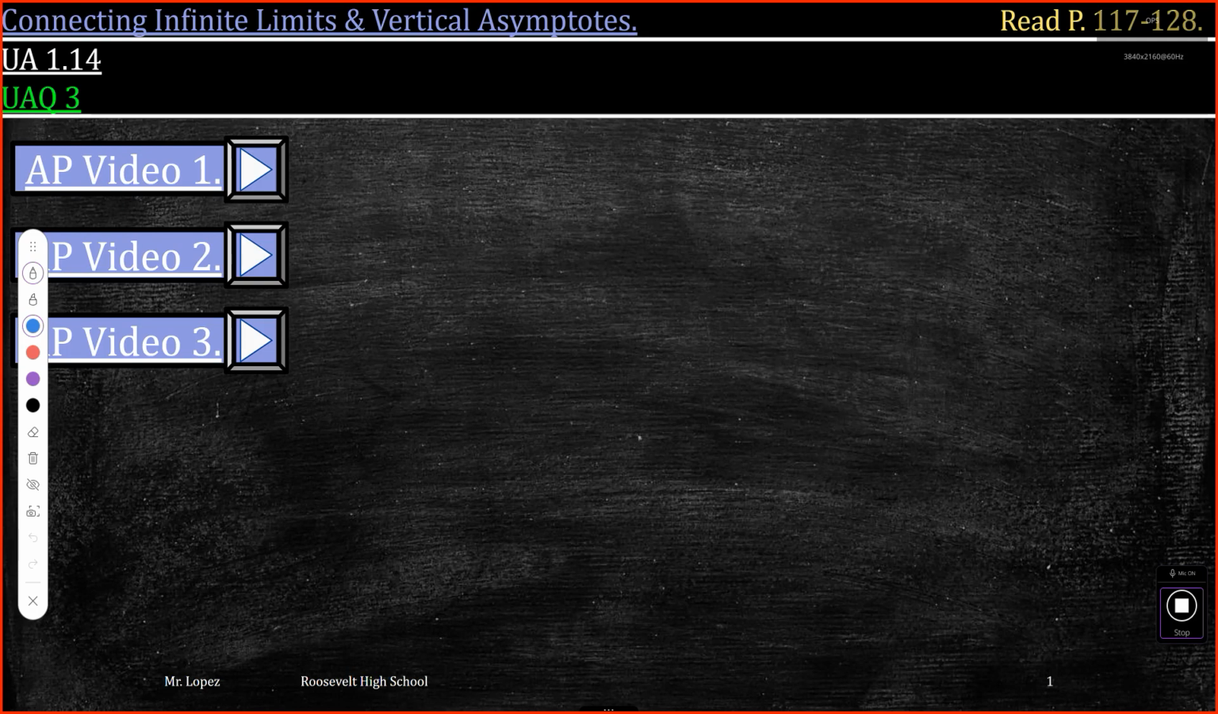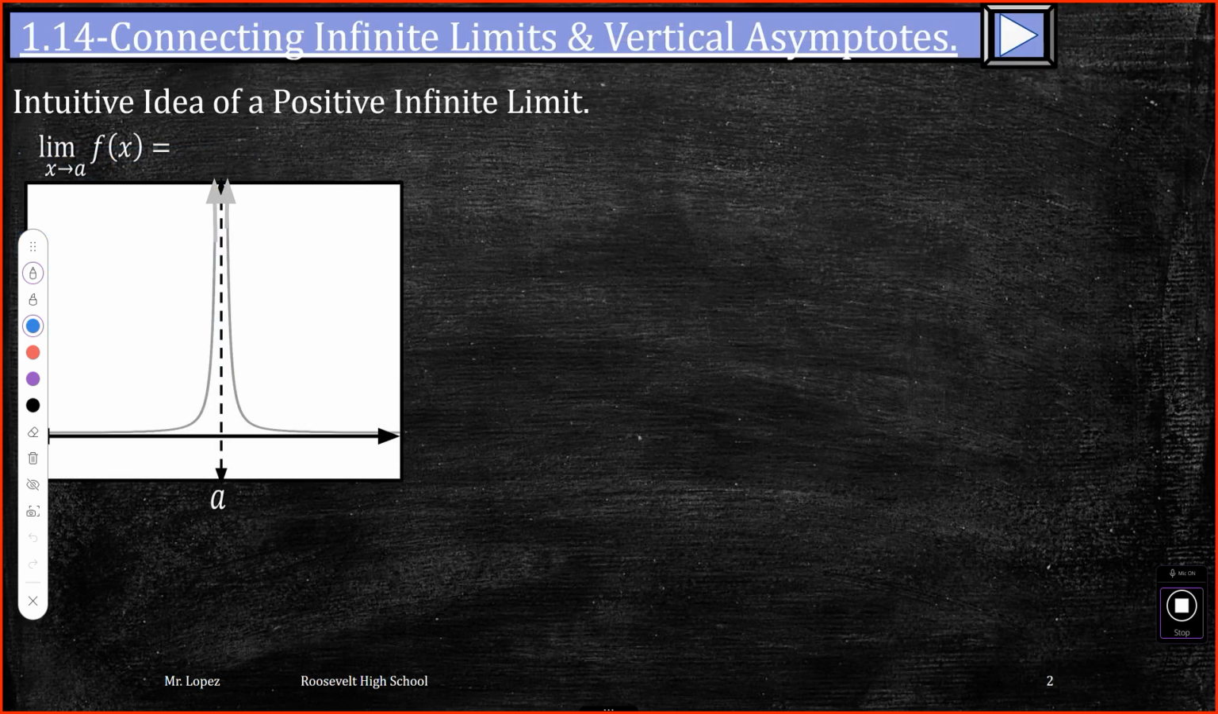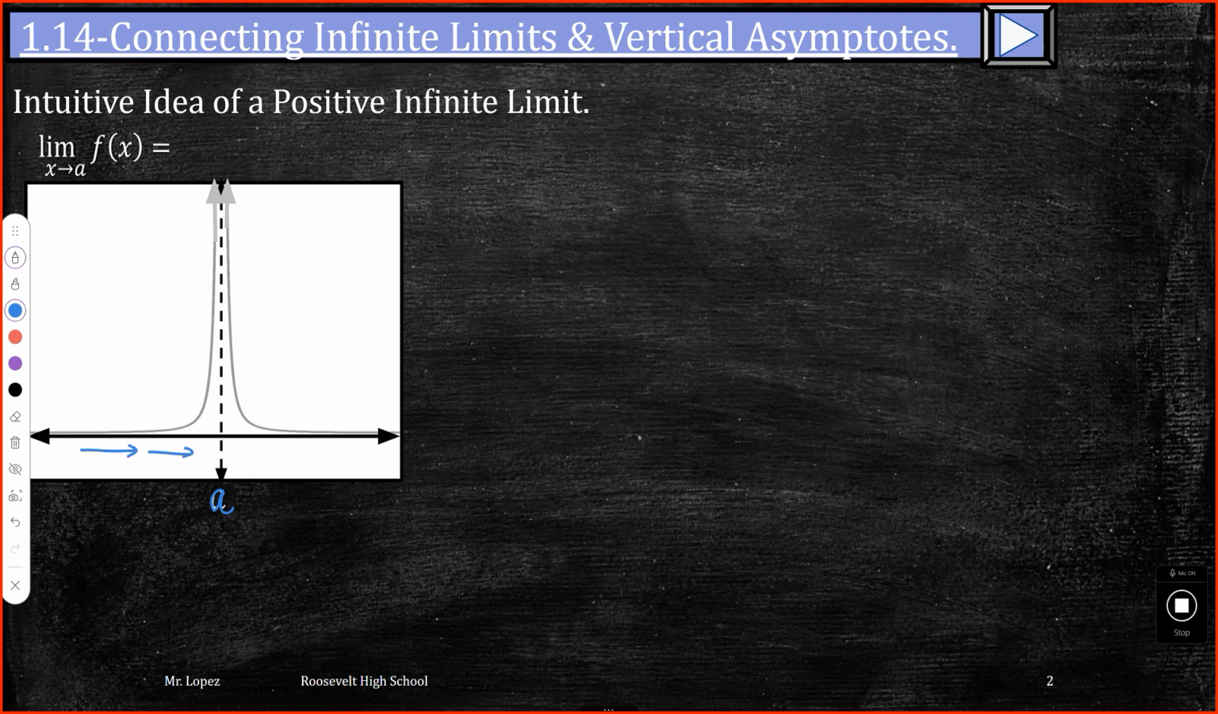Okay, so now we're on to lesson 114, connecting infinite limits and vertical asymptotes. So here's an intuitive idea of a positive infinite limit. We're saying, what is the limit as x approaches a, as we get closer and closer to a from both the left and the right? What is the function doing?